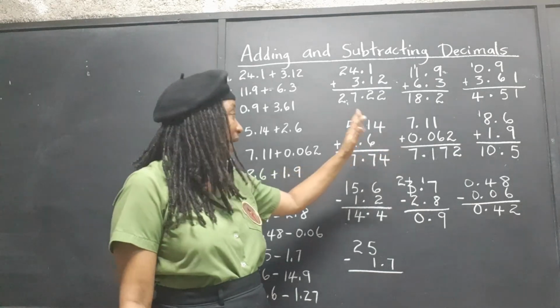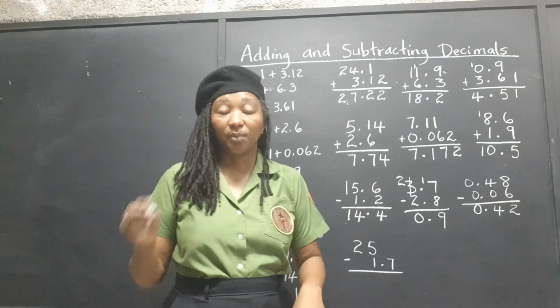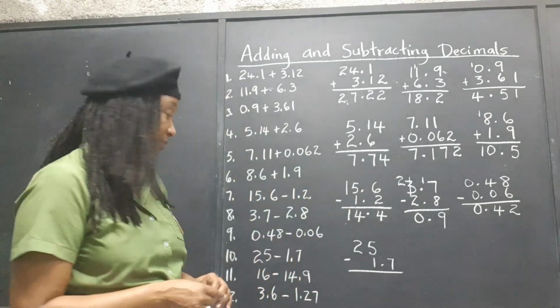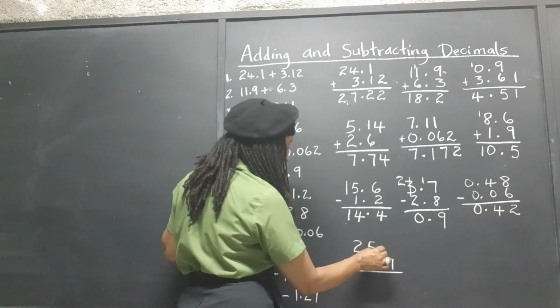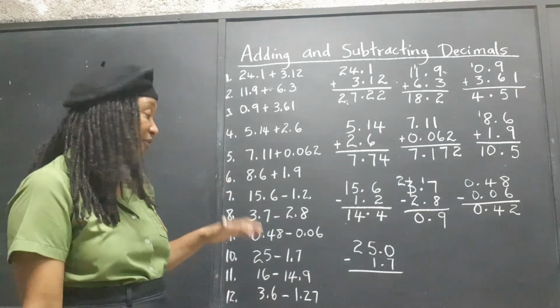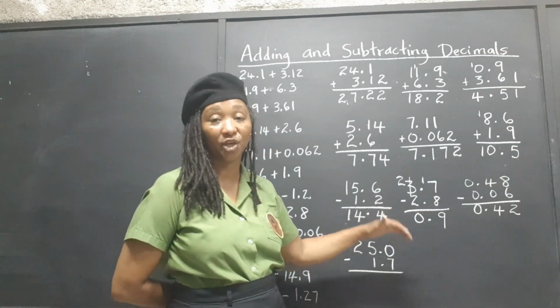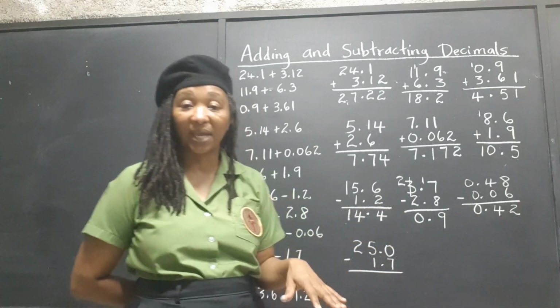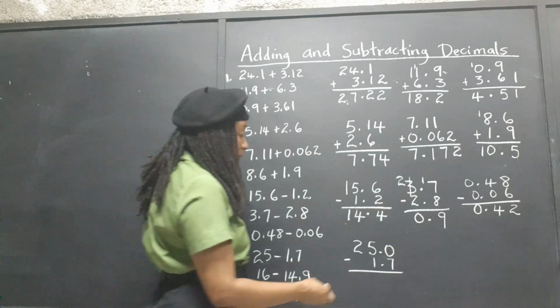No. If you're adding, that's fine. You can just carry down the number, right? Subtraction is different. Because what we have to do here is to fill in the placeholder like that. Whenever you're subtracting and you find that there's an empty space at the top, you have to fill that space with a placeholder, the 0. And now you can go ahead and subtract.